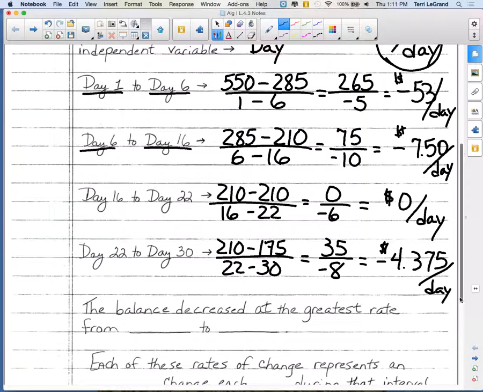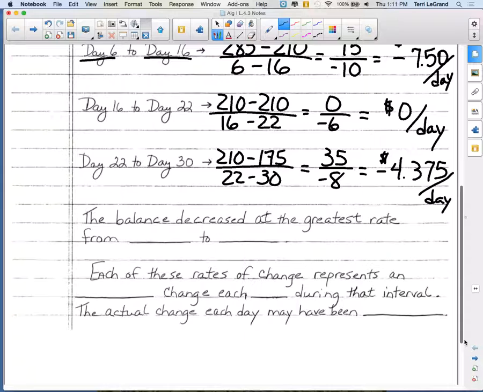The next question they asked is what the balance decreased at the greatest rate over which interval? Which one did it decrease the greatest at? Day 1 to day 6. Day 1 to day 6 right away, that very first one, that was our largest decrease. When they were paying all the bills.